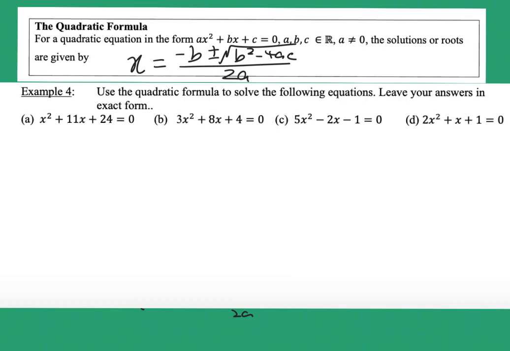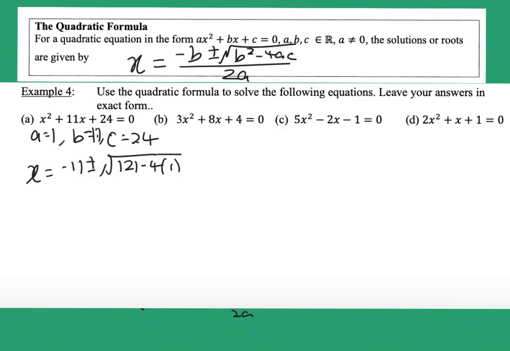Now let's look at example 4. Use the quadratic formula to solve the following equations. Leave your answers in exact form. So let's look at part A. So we know that a is equal to 1, b is equal to 11, c is equal to 24. So for this, we will write x is equal to negative 11 plus or minus the square root of b squared, which is 121, minus 4 times 1 times 24, over 2.